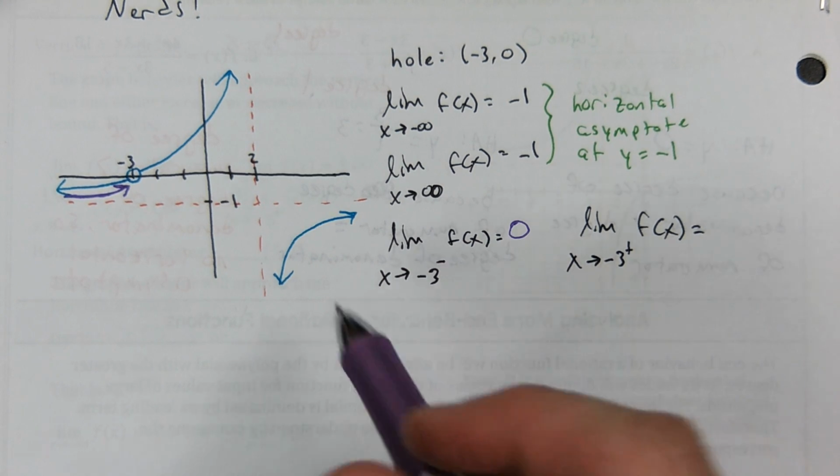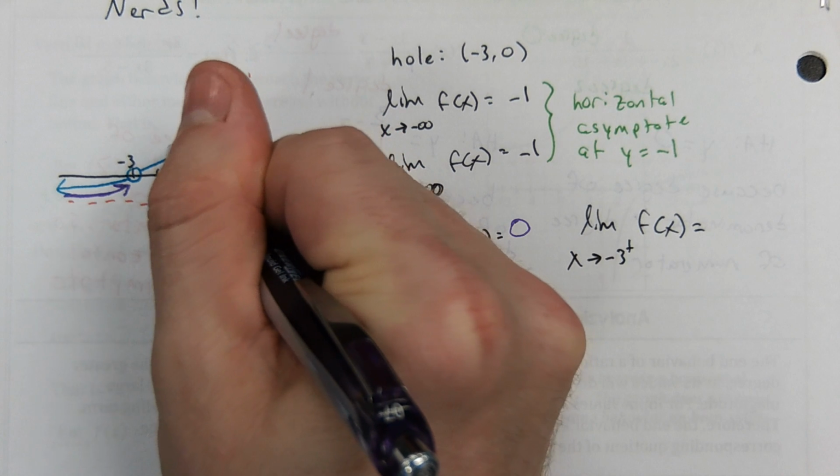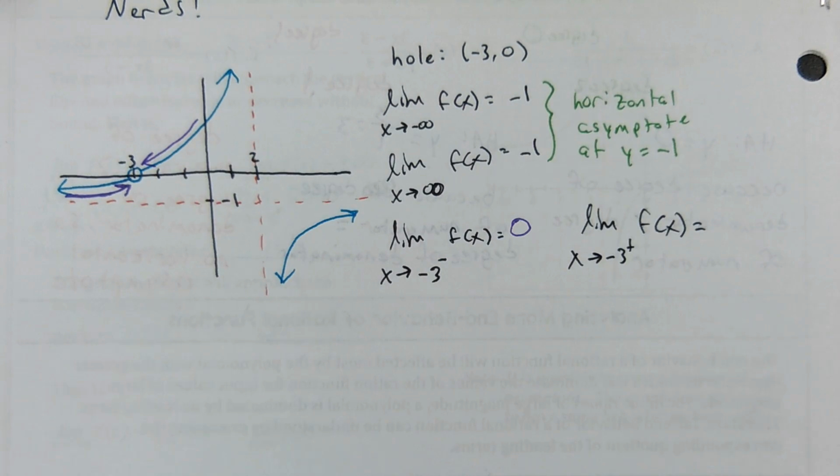And by the same logic, if you're on the right side of negative 3 but heading towards negative 3, you're doing this. Again, what y value are you approaching? 0.